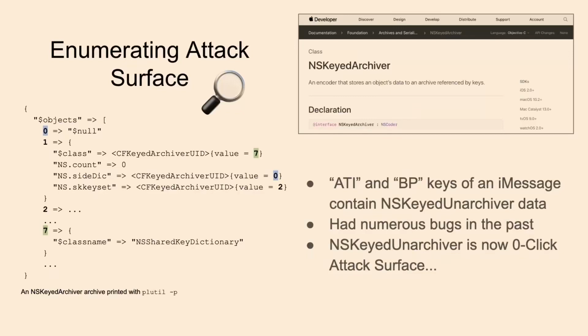On the left side, you see an example for such an archive. It's being encoded in a plist, and then it's pretty much one big array where every object has an index in this array. And here you can see, for example, number 7 is some object of the class NSSharedKeyDictionary, and I think key 1 is an instance of that class, and so on. So it's quite powerful. But really what this means is that this serializer is now zero-click attack surface because it's being parsed on this path without any user interaction.